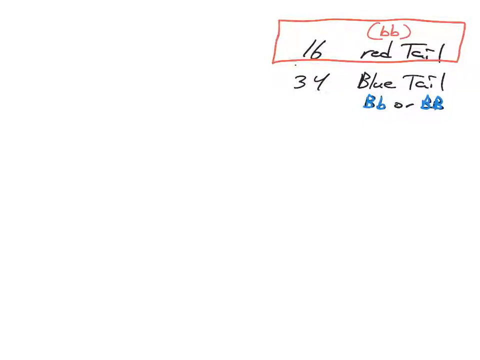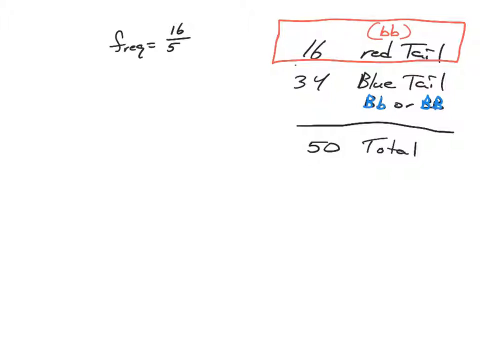What is the frequency of the red tail? That's easy to tell. What's the total? 50. So what's the frequency of the red tail? 16 out of 50 is 0.32, or 32%. What about the blue tail? 34 divided by 50 is 0.68, so 68%. That's easy to tell, and we're all good.